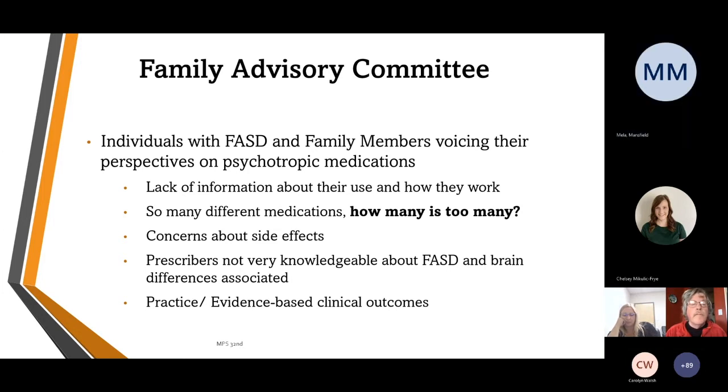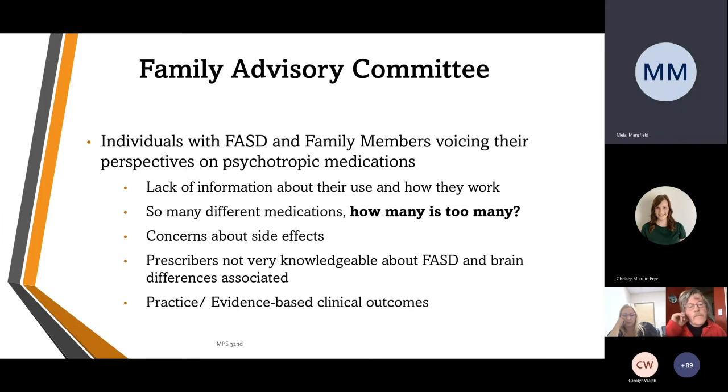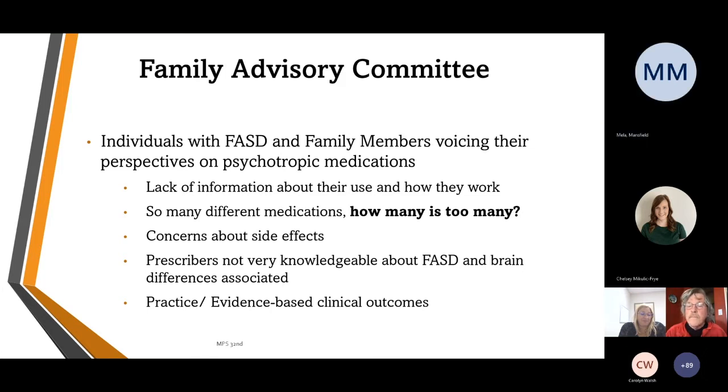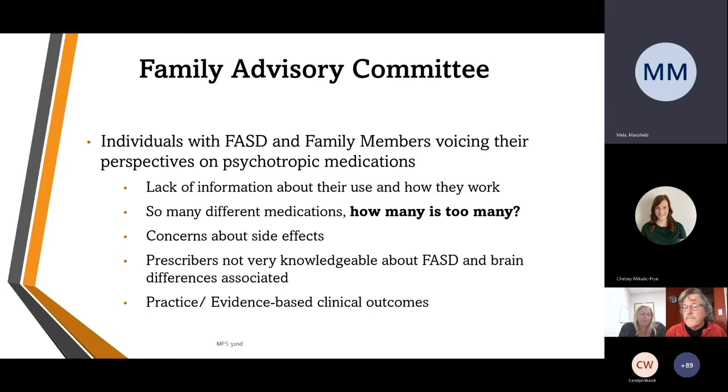This is a group of caregivers who have come together, and kudos to them, have really moved the dial on FASD research, funding, implementation, and services over the years that they've come together, because they know firsthand the challenges, the needs, and potentially the solutions of all the challenges that people with FASD go through. So back in 2015, members of the Family Advisory Committee approached our research team with multiple questions around medication.